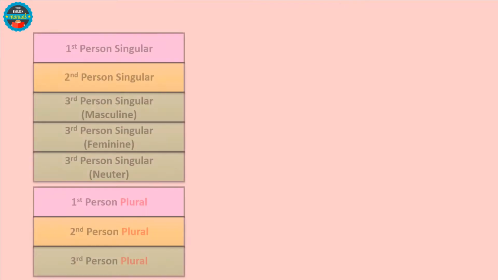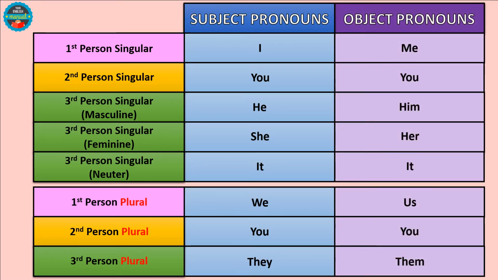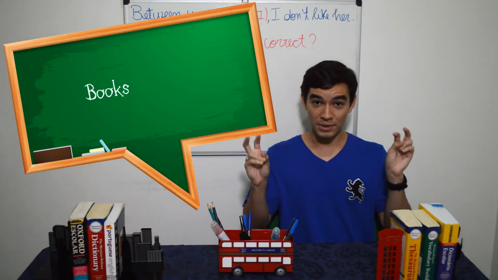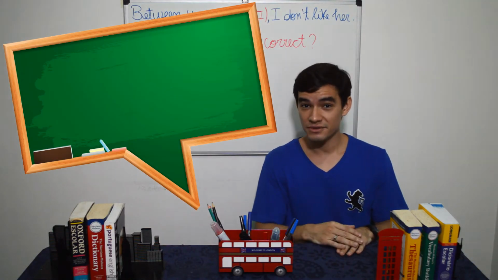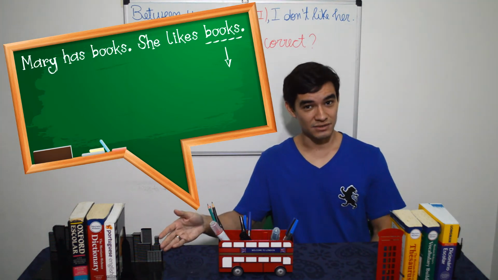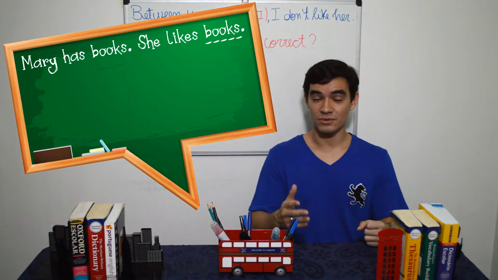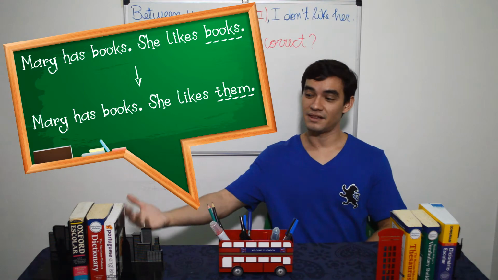Now, this is an image comparing the subject pronouns and the object pronouns, so you can see the differences between them better. Books are them, right? So, if we have to substitute the object books, we can use the object pronoun them. Therefore, we can say Mary has books. She likes them.